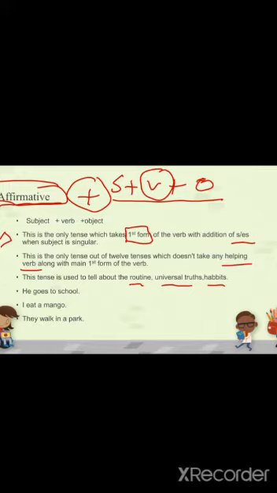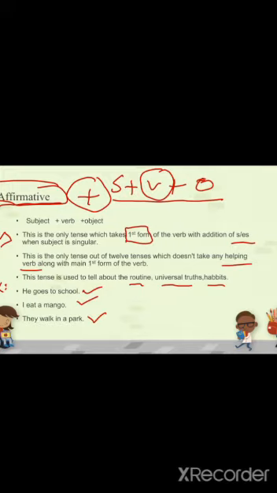And now what are the examples of affirmative sentences? For example, he goes to school. I eat a mango. They walk in the park. Now, these are affirmative sentences of present indefinite.